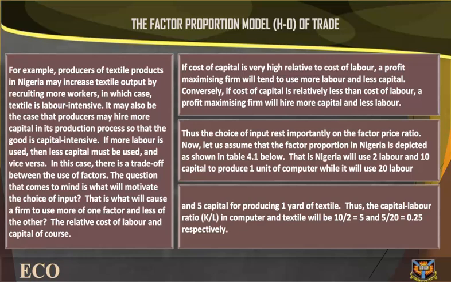Now, let us assume that the factor proportion in Nigeria is depicted as shown in Table 4.1 below. That is, Nigeria will use 2 labor and 10 capital to produce 1 unit of computer, while it will use 20 labor and 5 capital for producing 1 yard of textile. Thus, the capital-labor ratio K over L in computer and textile will be 10 over 2 equals 5 and 5 over 20 equals 0.25 respectively.